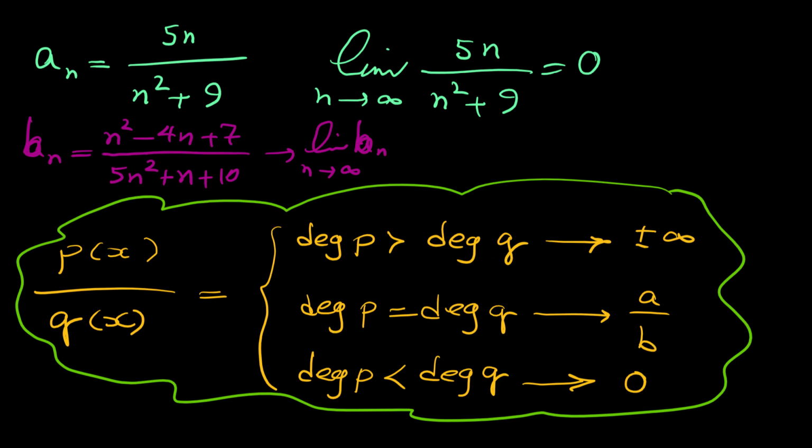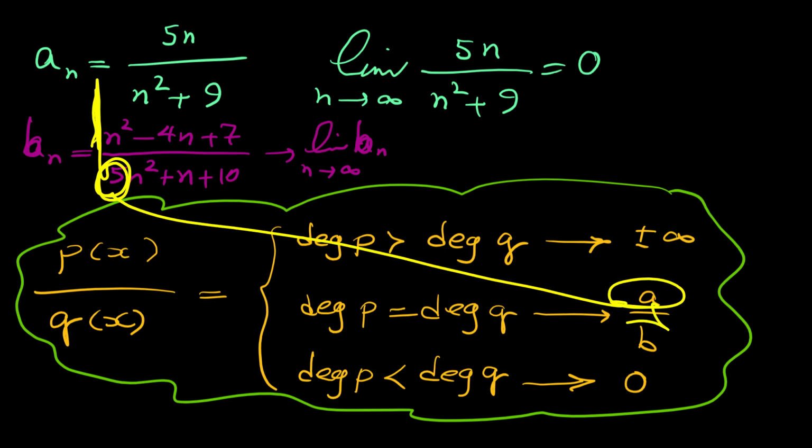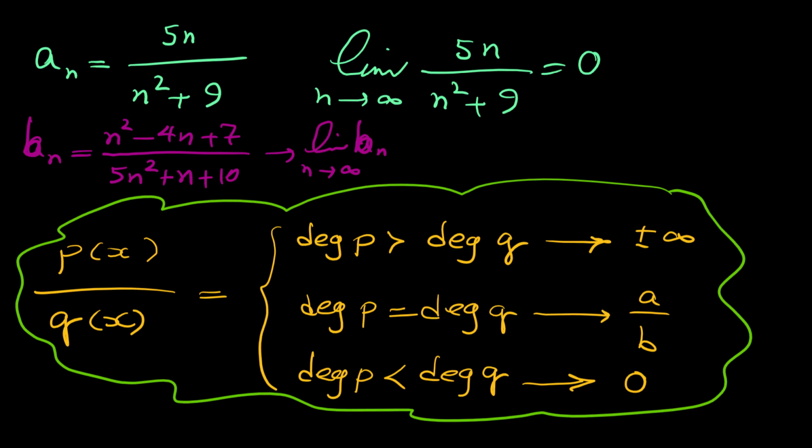So now look at the leading coefficient. What is coefficient of n to the 2 here? 1. What is coefficient of n to the 2 here? 5. So a is 1, b is 5. So the limit of this sequence is 1 over 5.